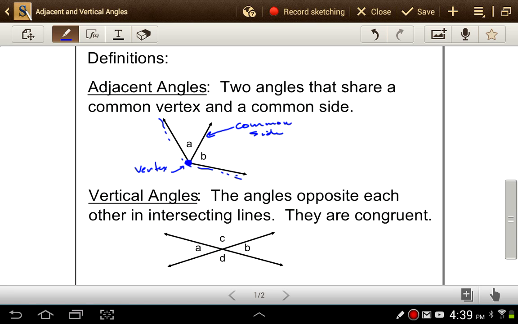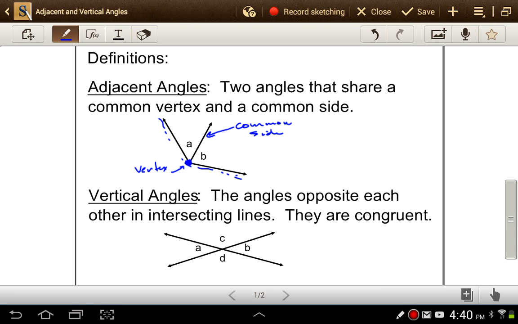So two angles that are basically next to each other. They must share a common vertex and a common side. The common side people don't struggle with, but it's that common vertex that you have to remember. They have to originate at the same point there. Okay, so those are adjacent angles. So you'll be identifying angles that are adjacent to each other.